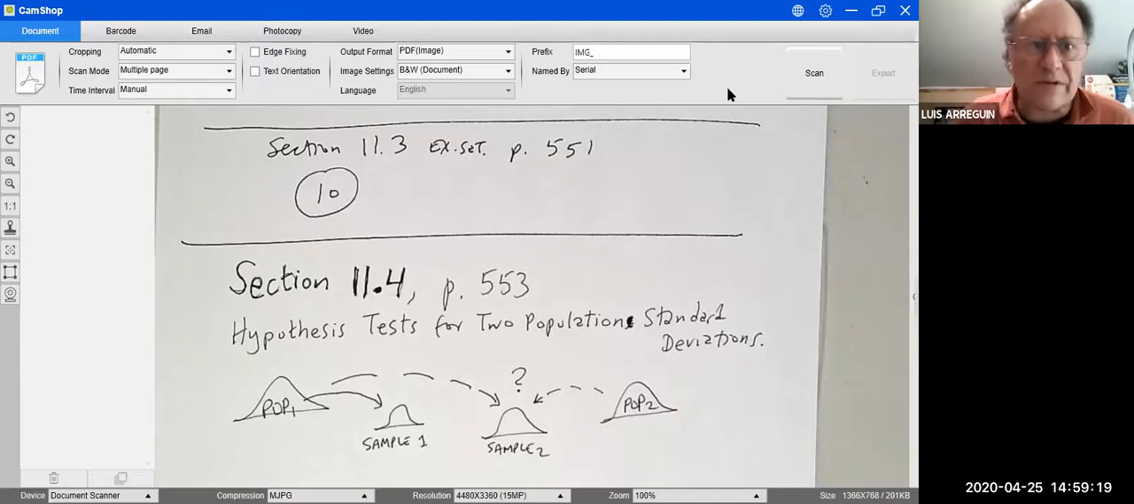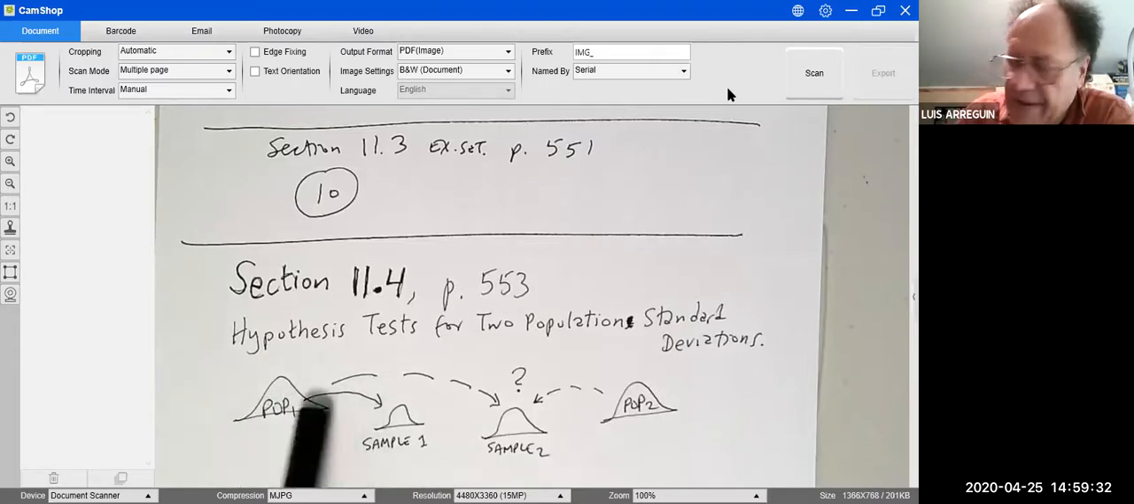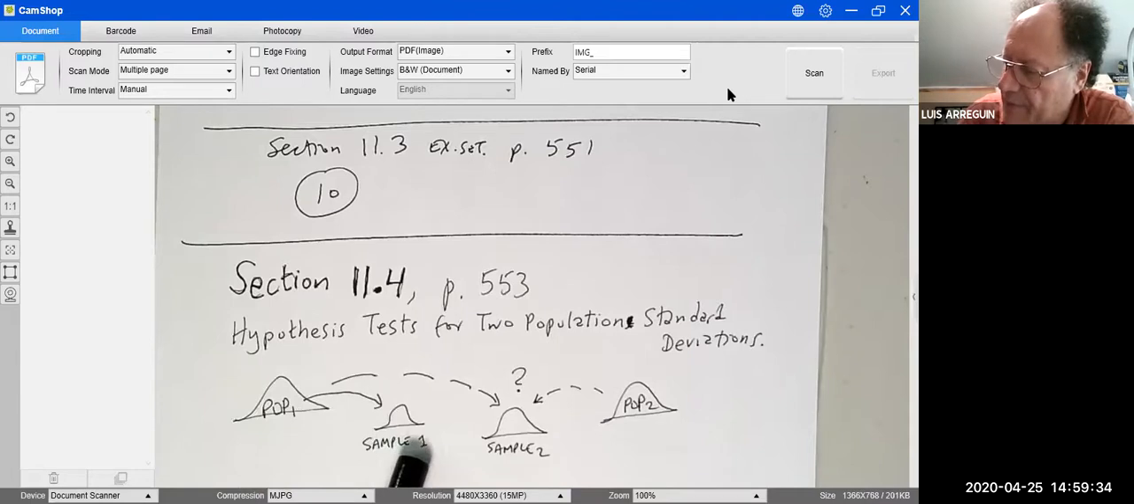We're going to continue now with section 11.4 on page 553 about hypothesis tests for two population standard deviations. So this time we have a population 1. We're going to extract a sample. That's going to be my first sample. Then I'm going to collect another sample.